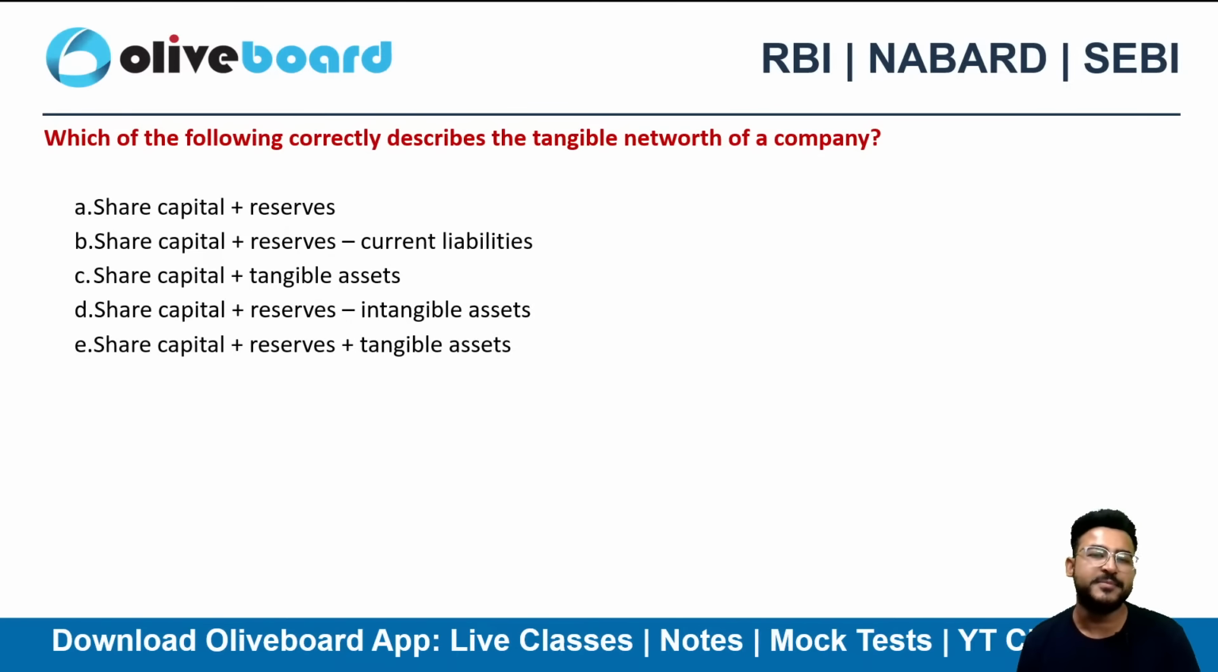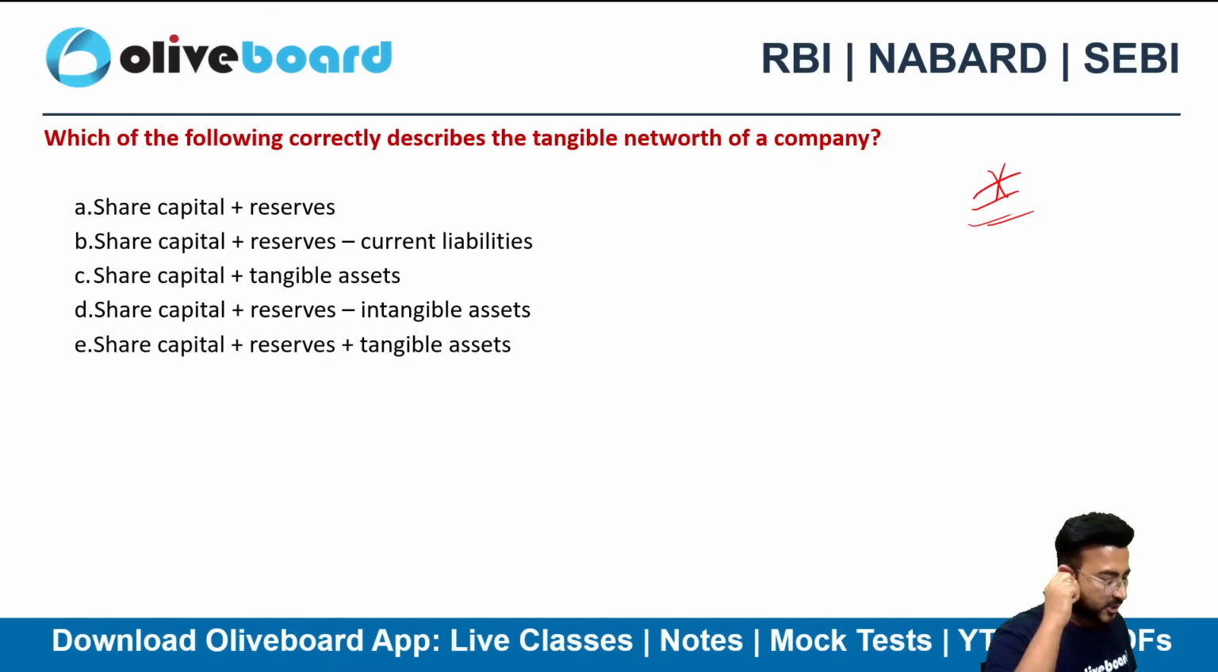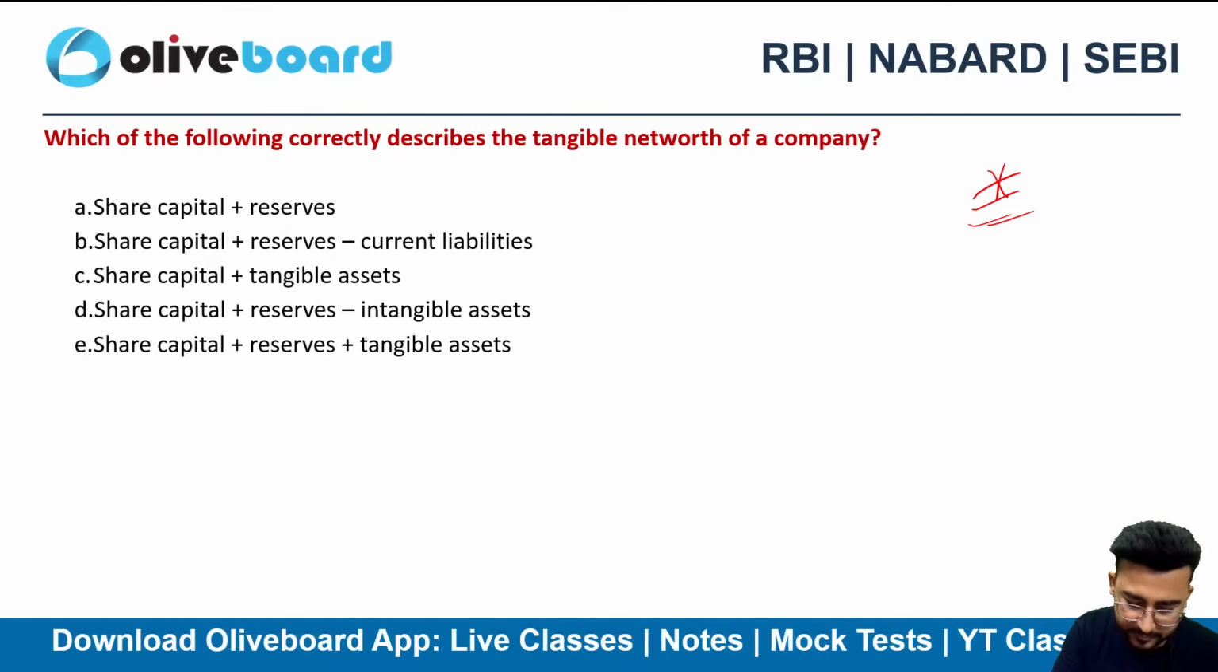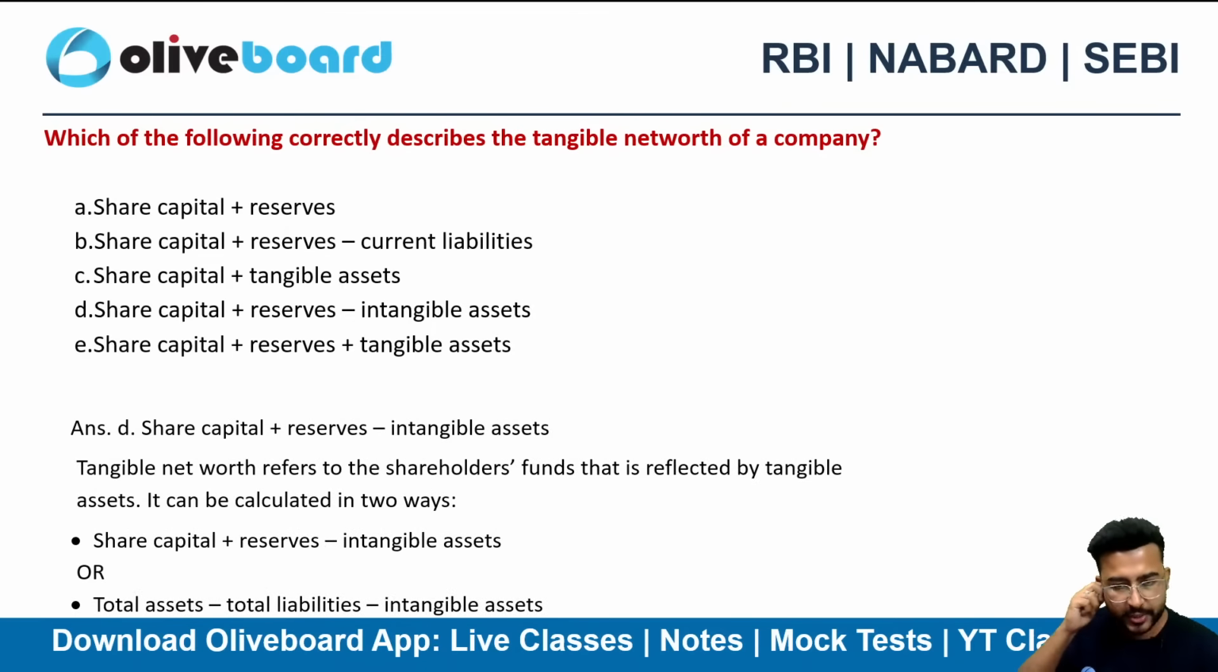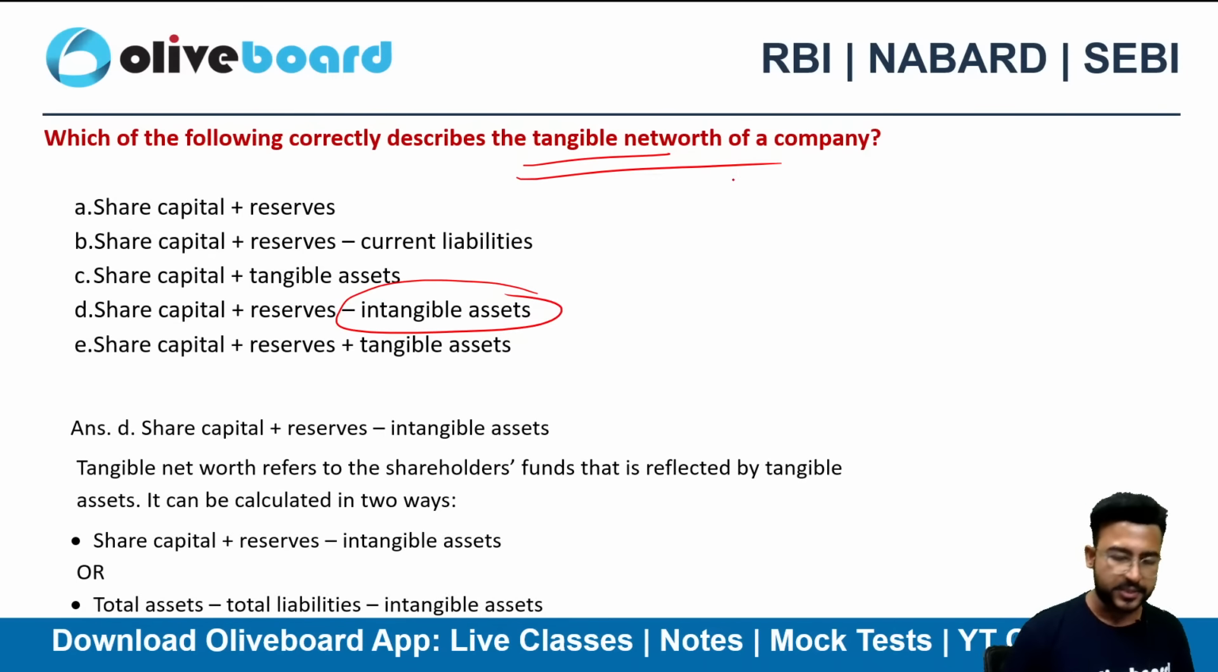Which of the following correctly describes the tangible net worth of a company? Tangible net worth of a company. Important. Yes, auditor sir, export reserve is a committed reserve. Tangible net worth. You don't have to calculate net worth here, but tangible net worth. Option D here will be the correct choice. Why? Because you need to eliminate the intangible assets as well. For tangible net worth calculation, you need to eliminate the intangible assets as well. So share capital plus reserves minus intangible assets.